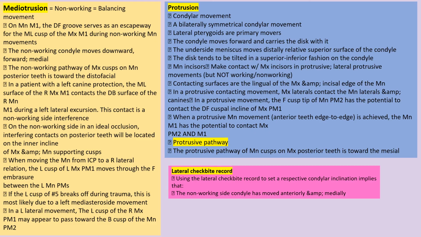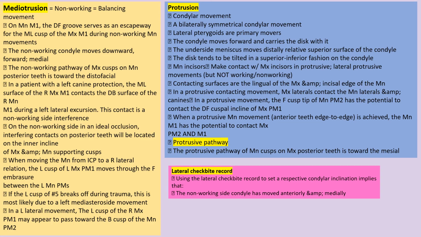In a protrusive contacting movement, the maxillary lateral contacts the mandibular lateral and canines. In a protrusive movement, the facial cusp tip of the mandibular second premolar has the potential to contact the distofacial cuspal incline of the maxillary first premolar. So all these rules, you can also go through. The protrusive pathway of the mandibular cusp on the maxillary posterior teeth is towards the mesial.